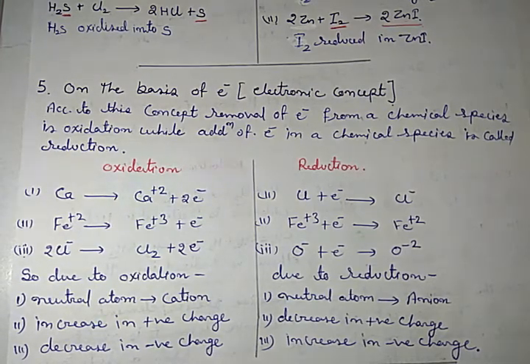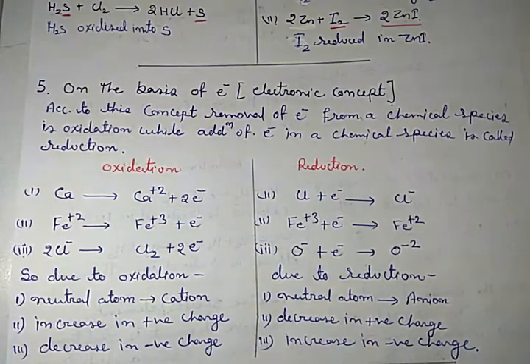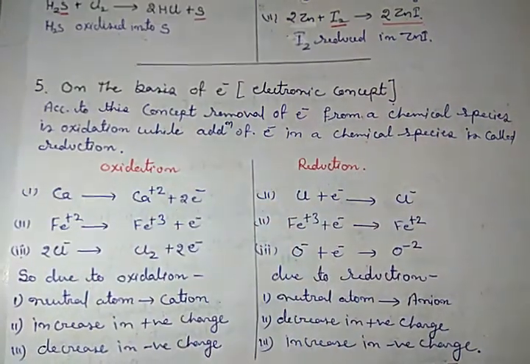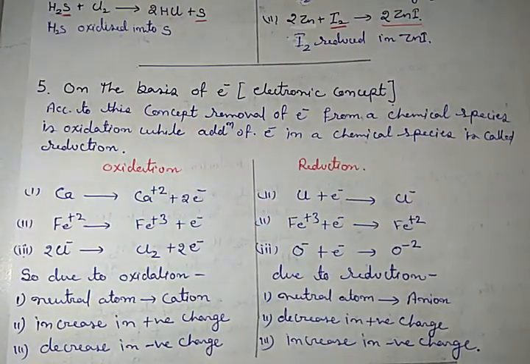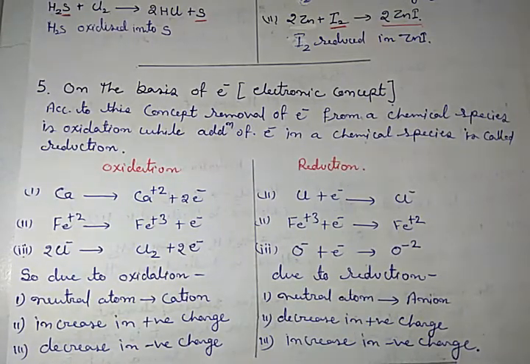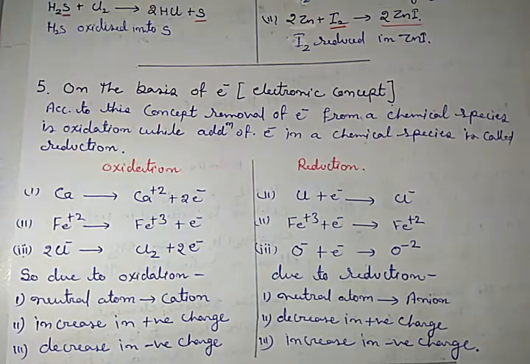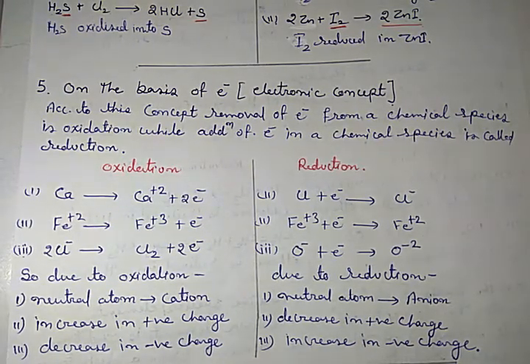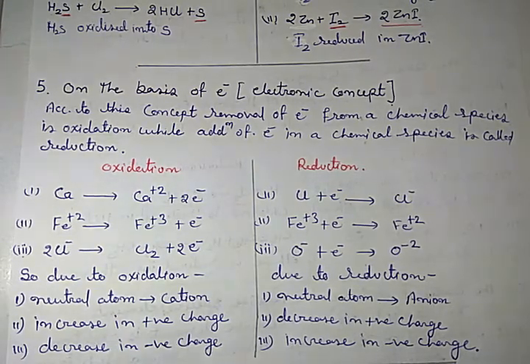Okay, now let me discuss the fifth one, that is the electronic concept, or we can say on the basis of electron. According to this concept, removal of electron from a chemical species is known as oxidation, while addition of electron to a chemical species is called reduction. Removal of electron, oxidation; addition of electron, reduction.